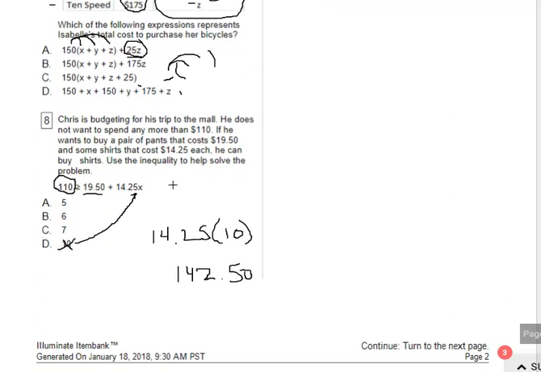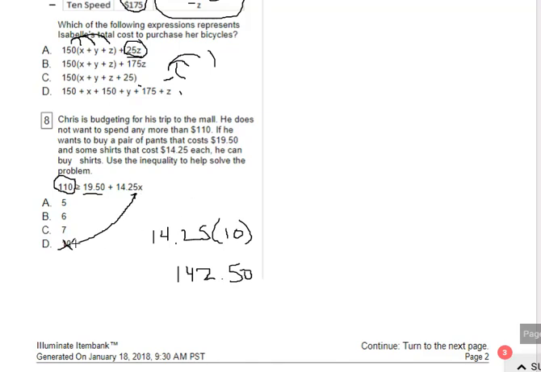The next strategy I'd like to talk to you guys about is plug and play. What that means is you take a possible answer and you just plug it into the equation. And as you can see here, Chris is budgeting. This person's going to be buying pants and shirts, and they don't want to spend any more than $110. So you have $110. You have the pants that are $19.50, and then $14.25 per shirt. X refers to the quantity of shirts.